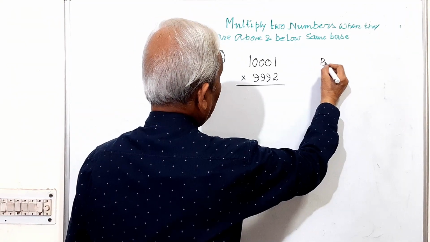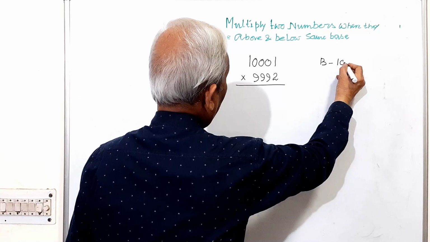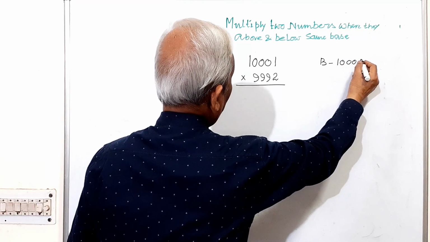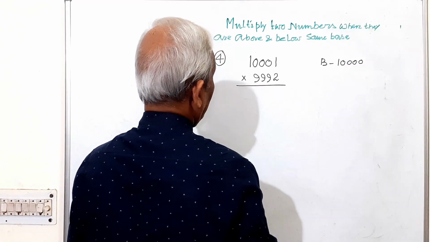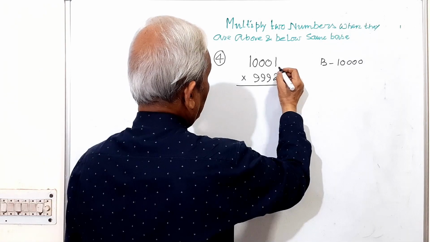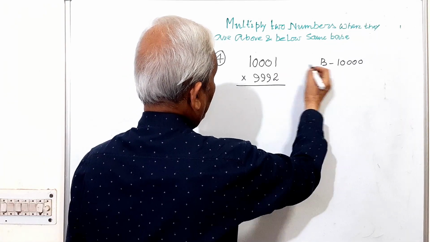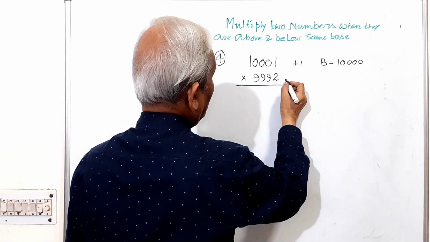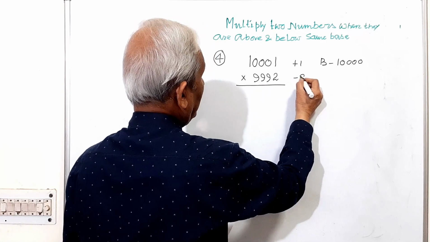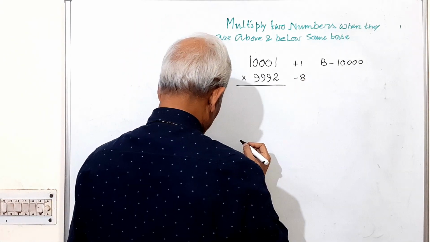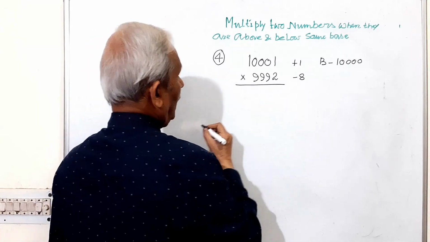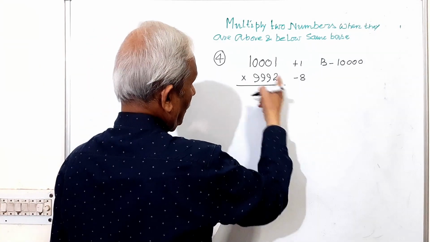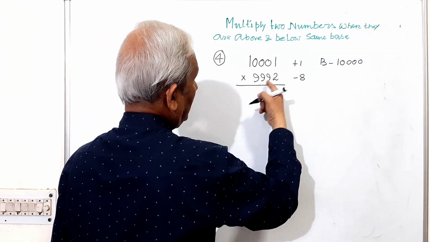Base is 10,000. Here 10,001 minus 10,000 is plus 1, and 9,992 minus 10,000 is minus 8. 1 minus 8. Well, now cross addition is easier.